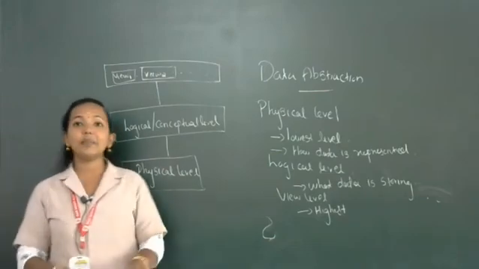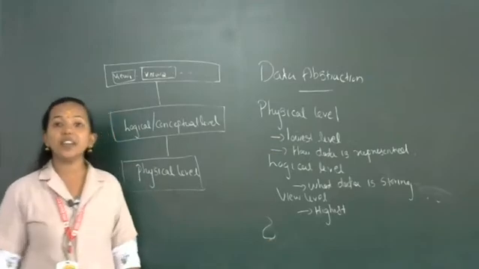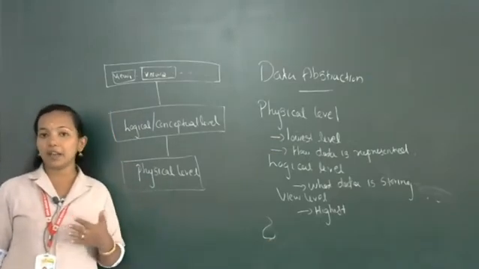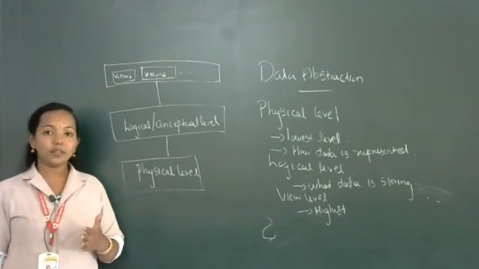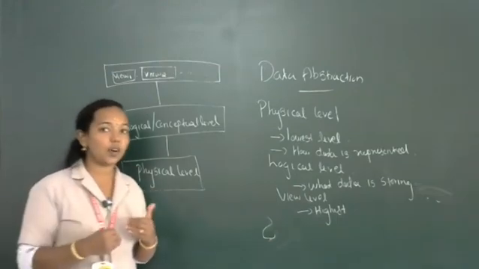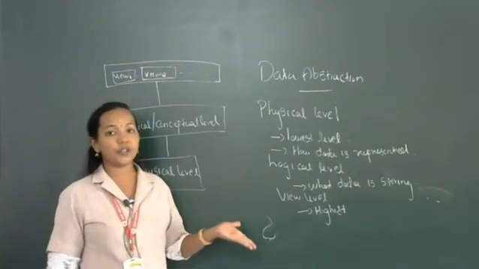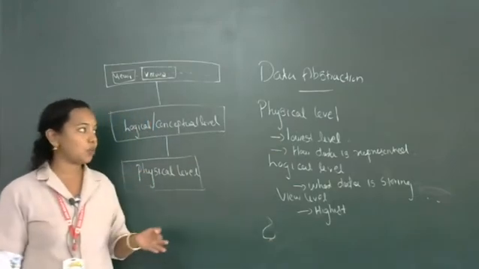There is no similarity in the view level. According to the user's choice, we get the view. For example, if the user only requires name and password, then they will get only those columns. So the view will be in a different format. Clear? So these are the three levels of data abstraction.